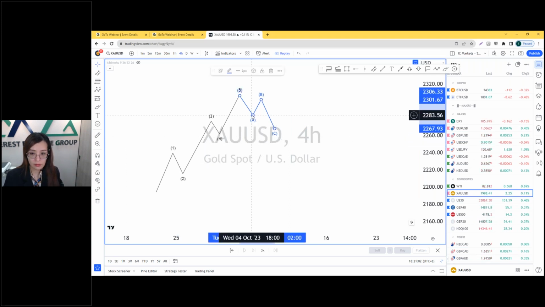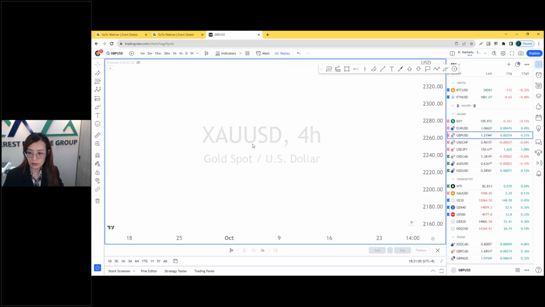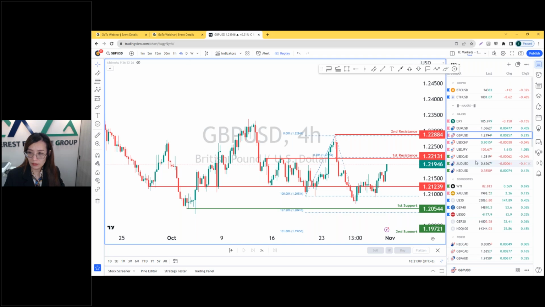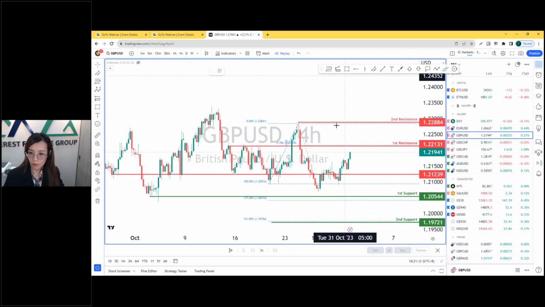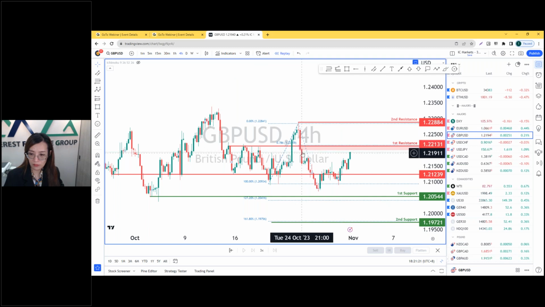For example, if you see me already here, I'm waiting to sell at this level. If my price comes, I've been waiting for like 1 or 2 weeks. This is a level that I'm waiting for, for the GBP. Now it's rising already.